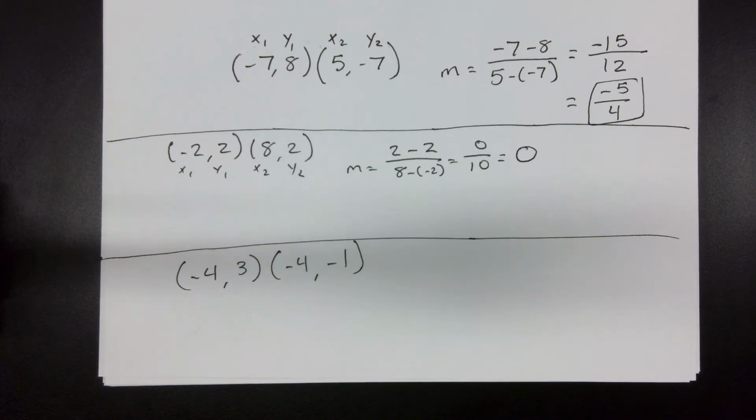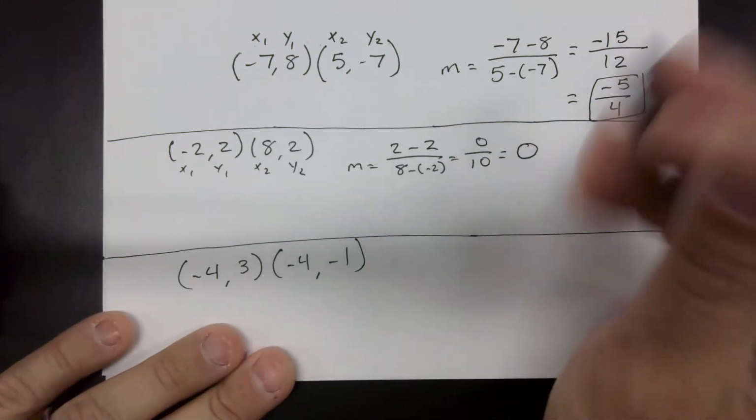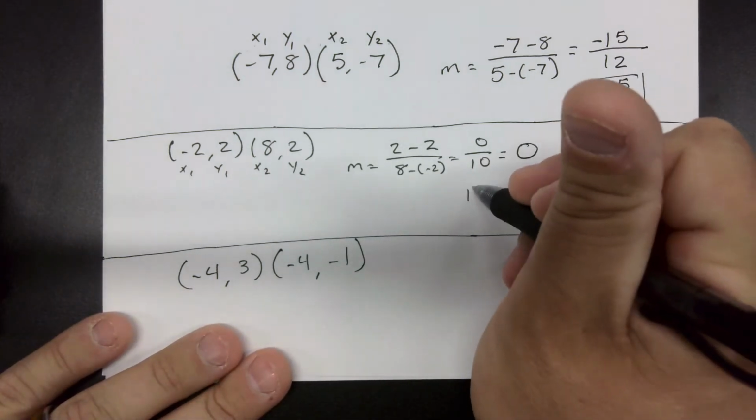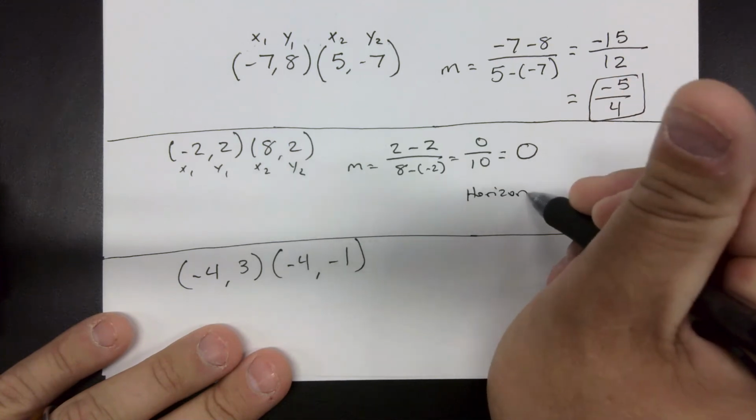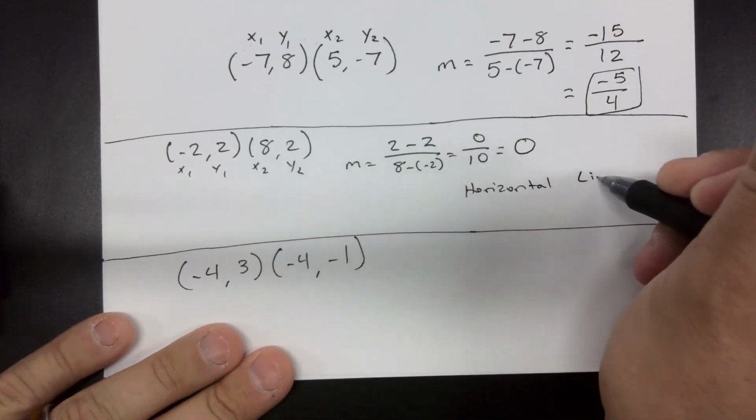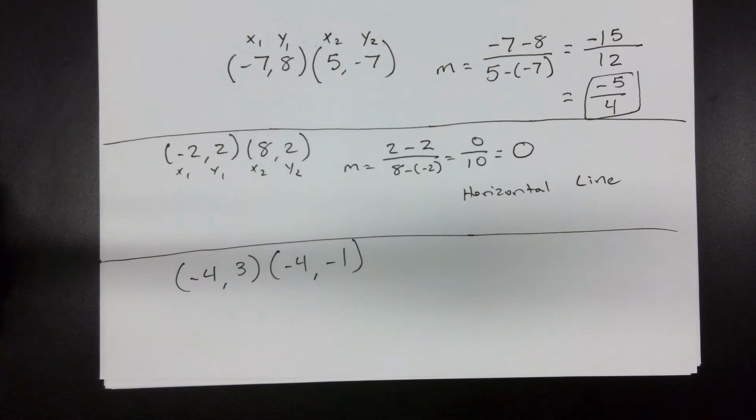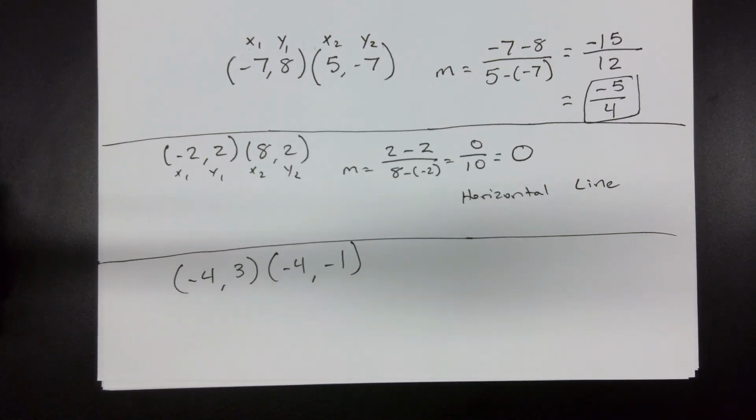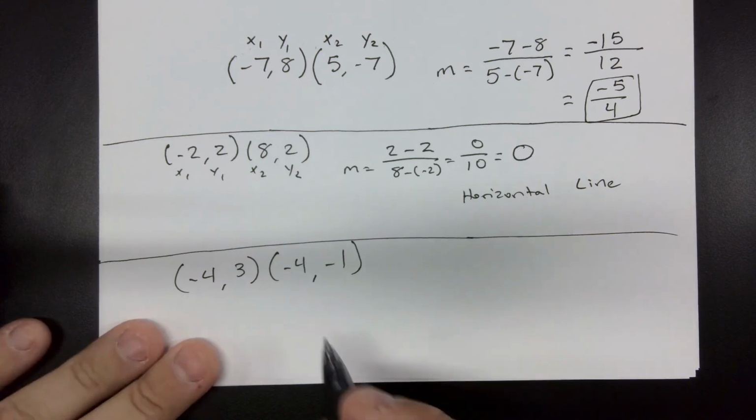Who can tell me what kind of a line that is? It's a horizontal line. So what I want you to write right here is slope of 0, horizontal line. So if 0 is on the top, the answer is 0. Okay? 0 is on the top, the answer is 0. Let's do the bottom one.